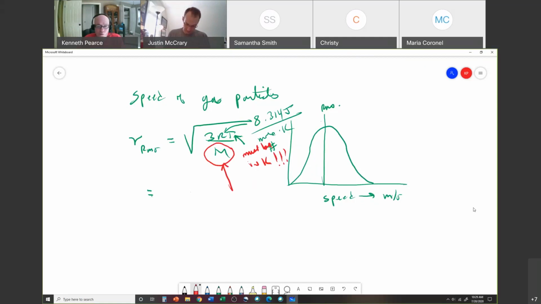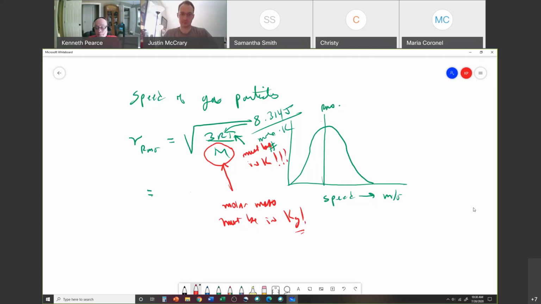M is the molar mass, but it must be in kilograms. And you may say to yourself, why in the world does it have to be in kilograms? Everything here is SI units. What's the SI unit for temperature? Kelvin. What's the SI unit for mass? The kilogram. So everything has to be in SI units for this to work.